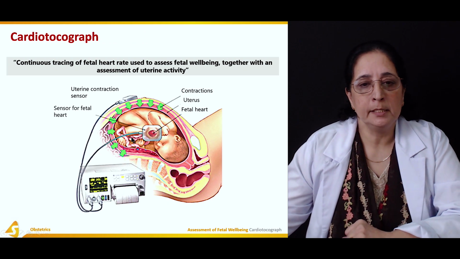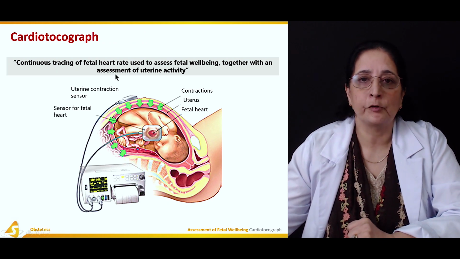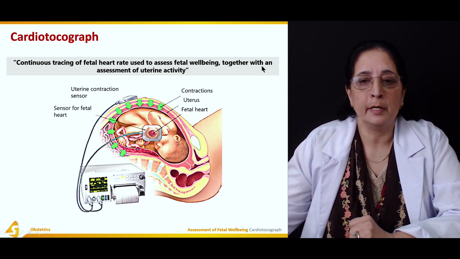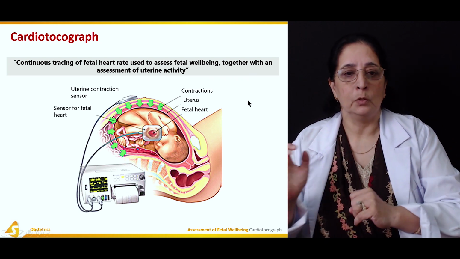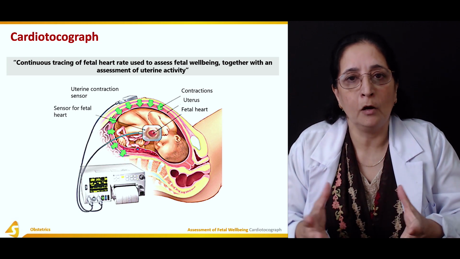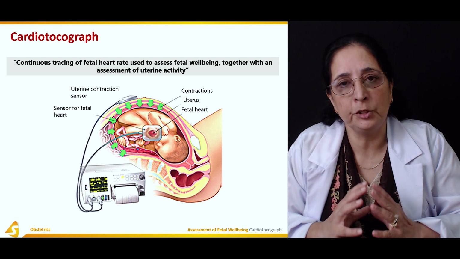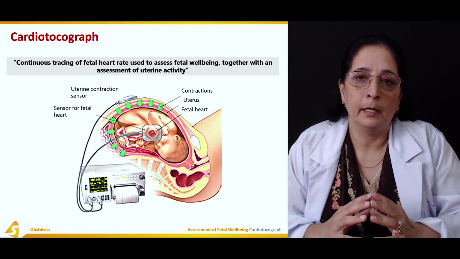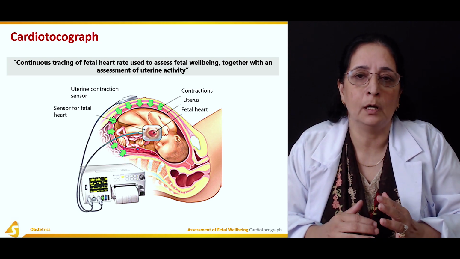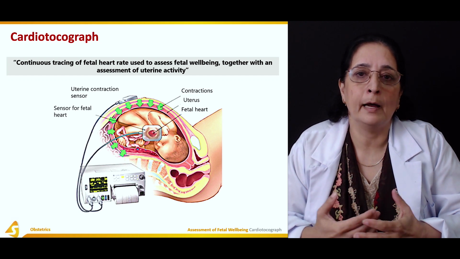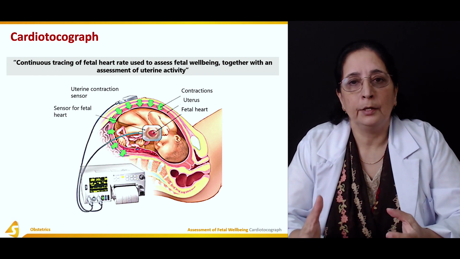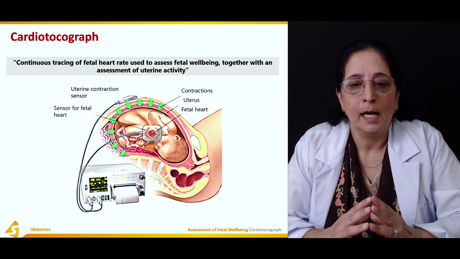Cardiotocograph is the continuous tracing of fetal heart rate used to assess fetal well-being, together with an assessment of uterine activity. So it's the continuous tracing of the fetal heart rate along with the uterine contraction, and it is usually performed routinely in patients who are at risk and who have high-risk pregnancies to find out the effect of the uterine activity on the fetal heart rate.